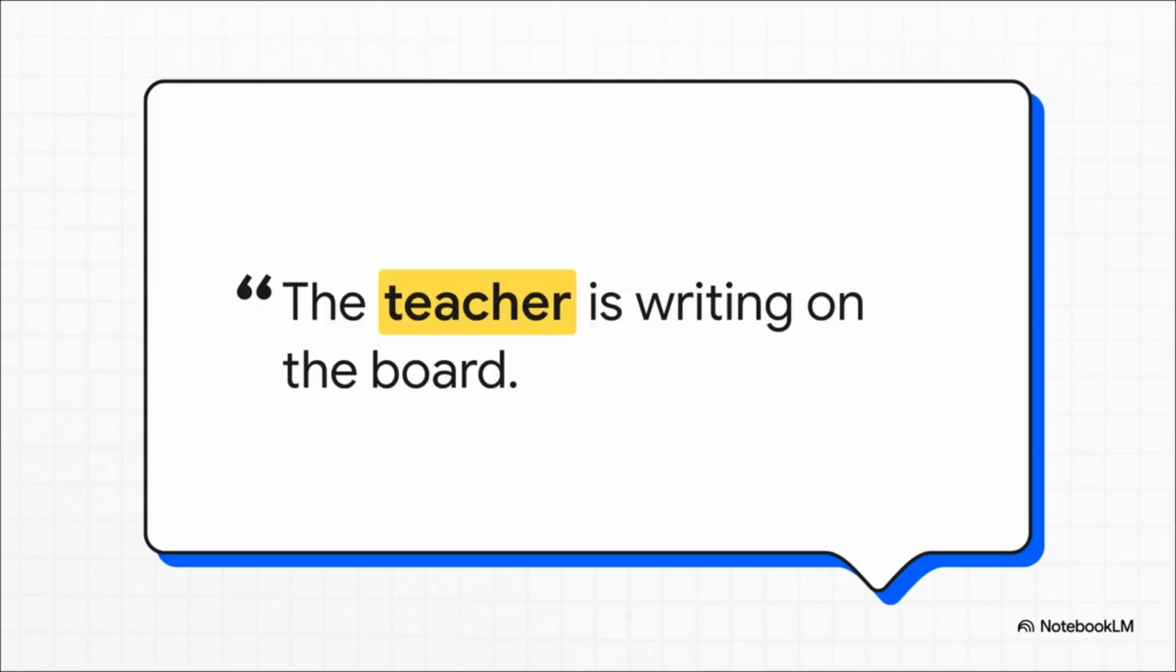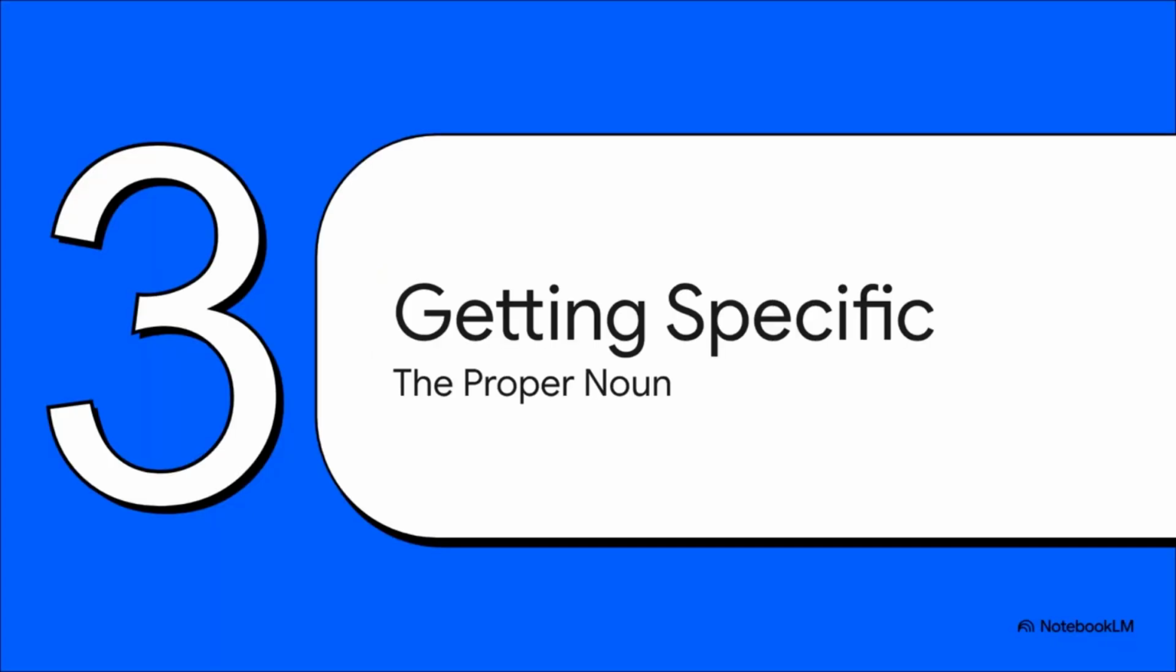Okay, check out this sentence. The teacher is writing on the board. We know what's happening, but do we know who the teacher is? Nope. It could be anyone. Teacher is just a general job title, which makes it a perfect example of a common noun. Okay, so that's the general stuff.